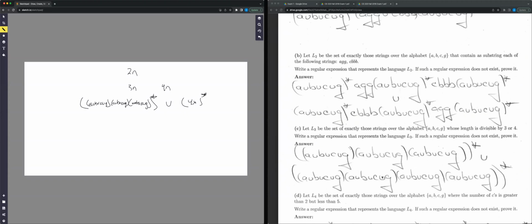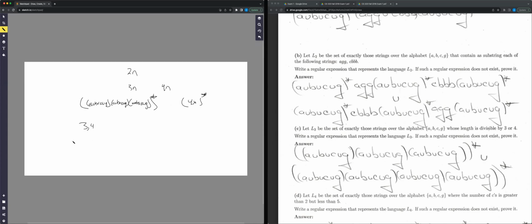So then the next question is where the number of C's is greater than 2 but less than 5. So that means 3 or 4 C's, because it has to be greater than 2 but less than 5. All right, so we need to guarantee 3 or 4 C's.